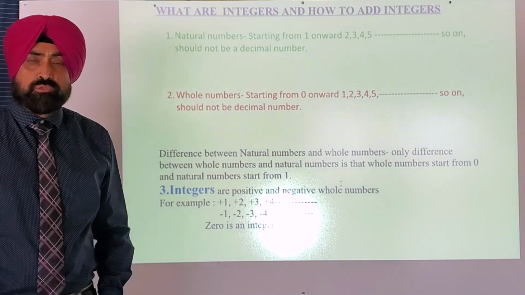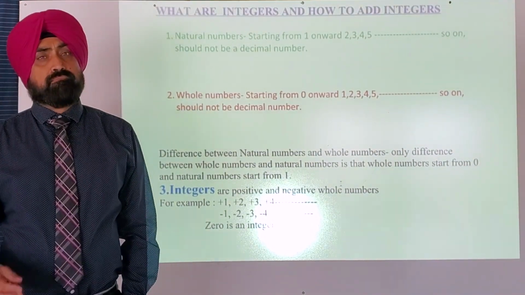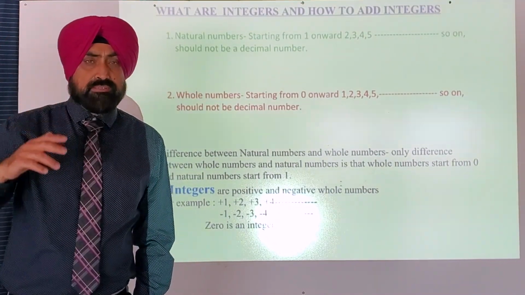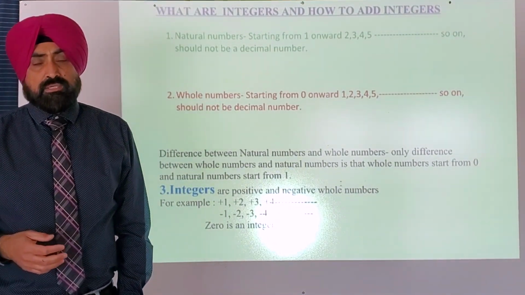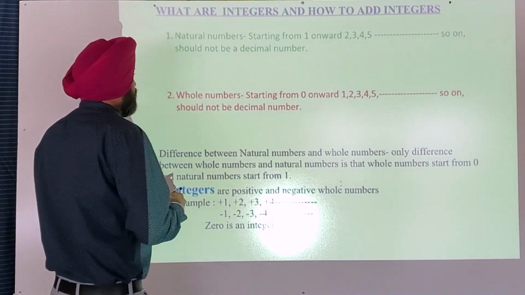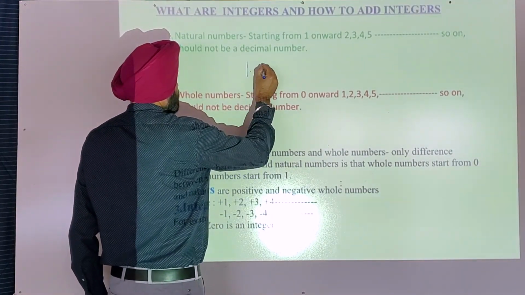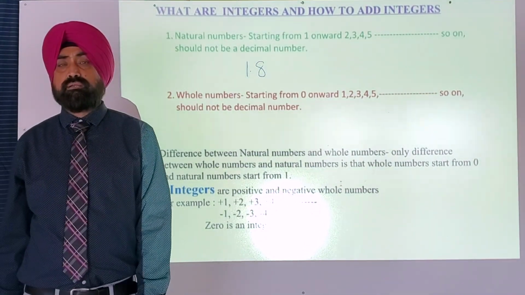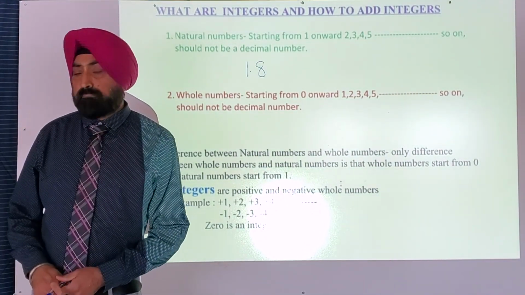Natural numbers are those numbers which start from 1 onward: 1, 2, 3, 4, 5, 6. They should not be decimal. So for example, if I write 1.8, it's a decimal number. It's not a natural number. So it should be a complete number.